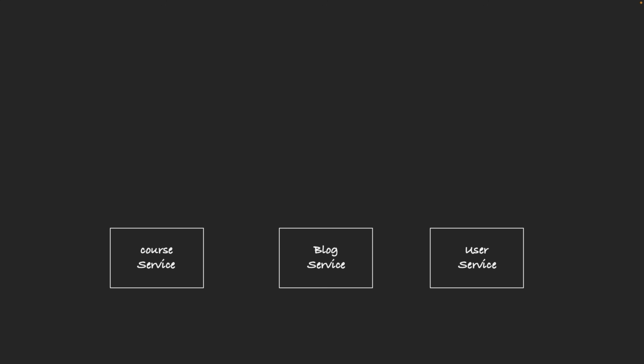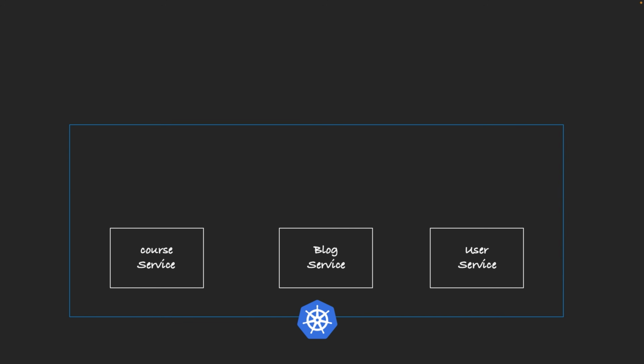So let's assume I have 3 microservices and all are running on a Kubernetes cluster. I don't want the user to directly access these services, so I have exposed these services as ClusterIP so that their scope will be within the cluster and they don't have any external access. Now you might have a question, how can the user access these services?